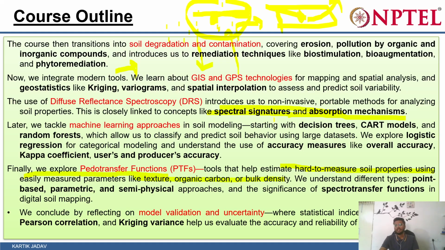So we understand different types of transfer functions like point-based, parametric-based, and semi-physical approaches, and the significance of spectro-transfer functions in digital soil mapping. We concluded by reflecting on model validation and uncertainty, because once we develop any model through some data, that model is only valid for that data range.